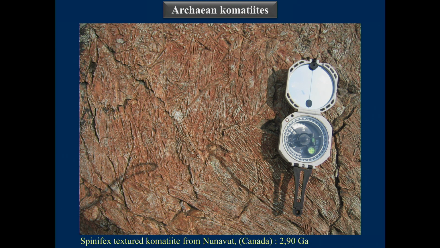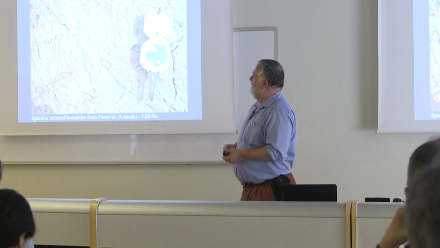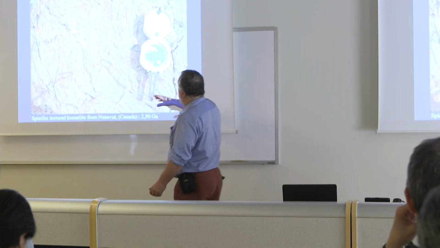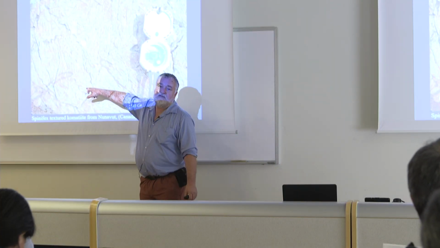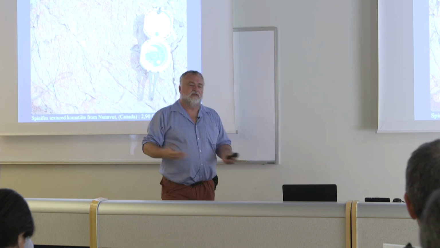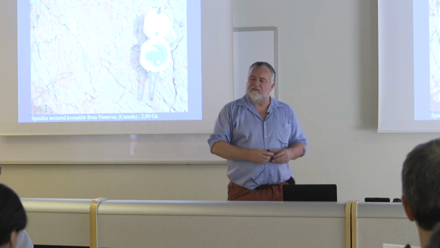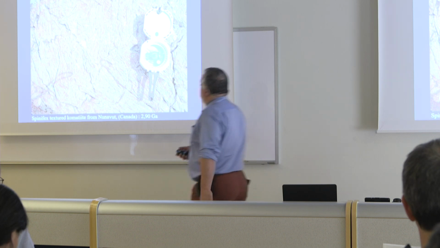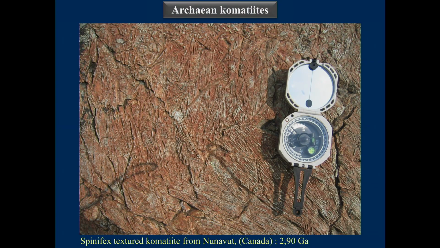And something very interesting is that in these rocks, the olivine, I think that everybody has seen a basalt with small crystals of olivine, and here the olivine crystals form needles, which is very strange for this kind of rock, and this kind of texture is called spinifex. So this is something specific to this kind of rock.